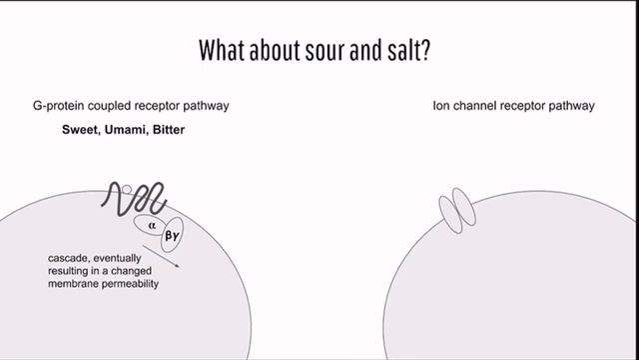Ion channel receptors, on the other hand, differ in that the ligand binds to an ion channel and opens it, allowing ions to flow through directly. Membrane permeability of the neuron changes almost instantaneously. These types of receptors are those involved in the sour and salt taste pathways.